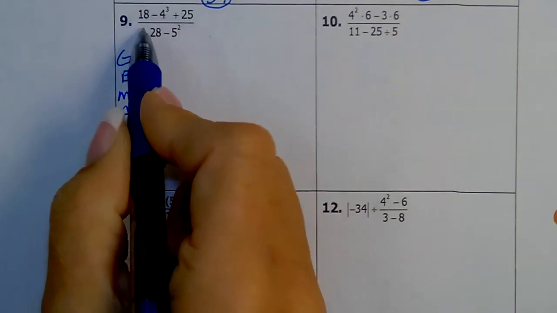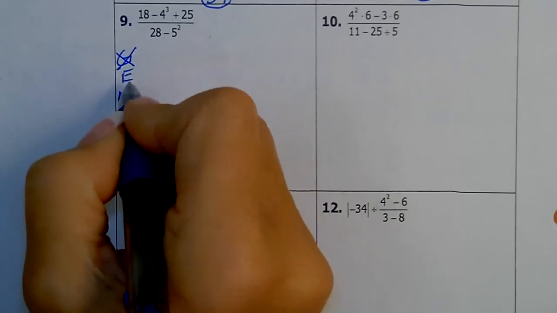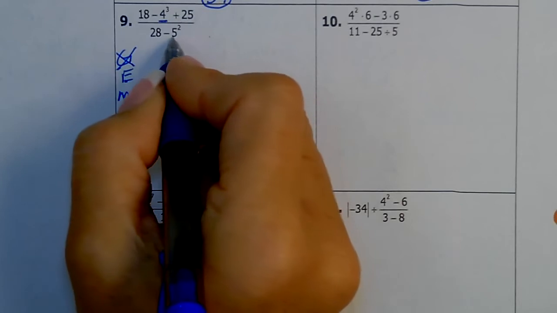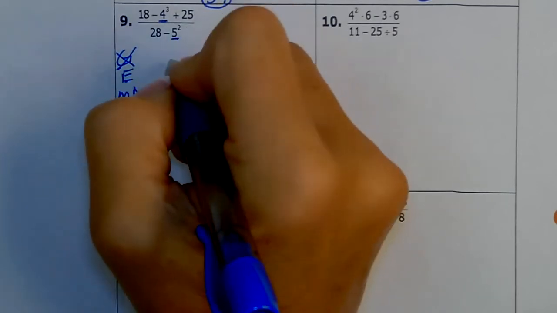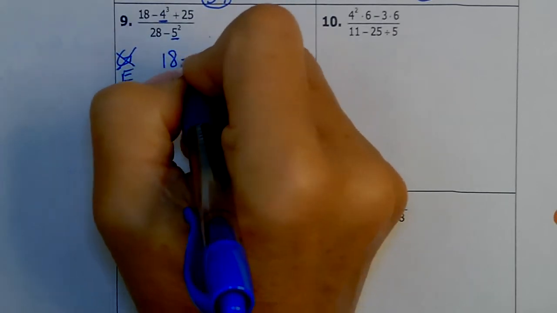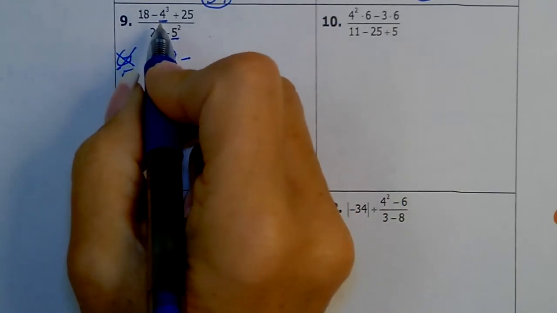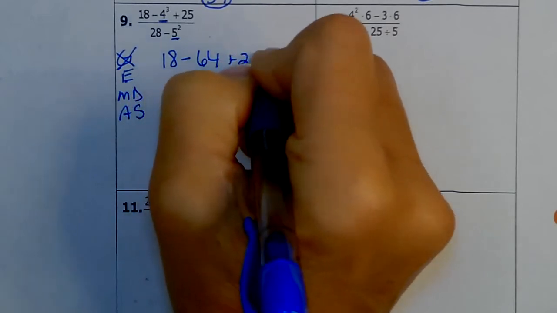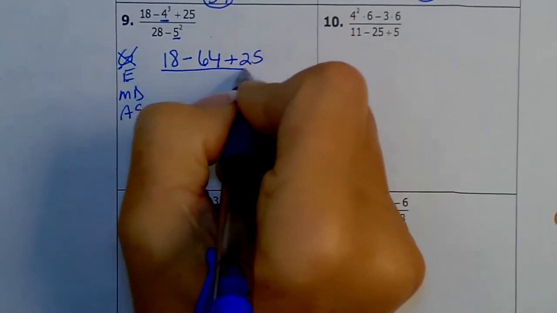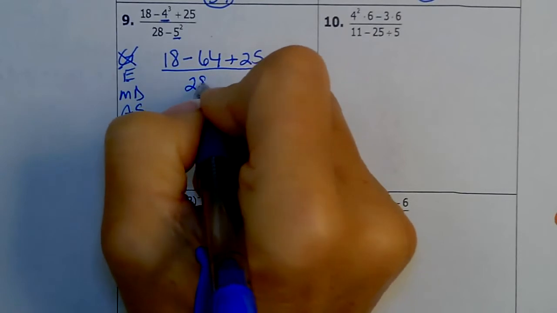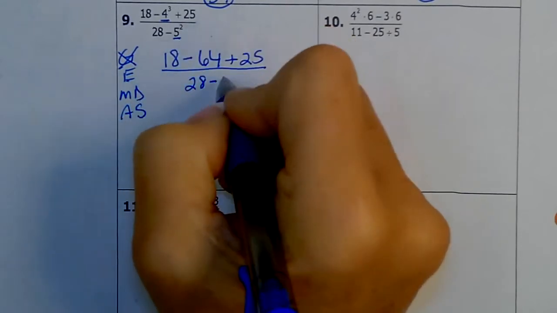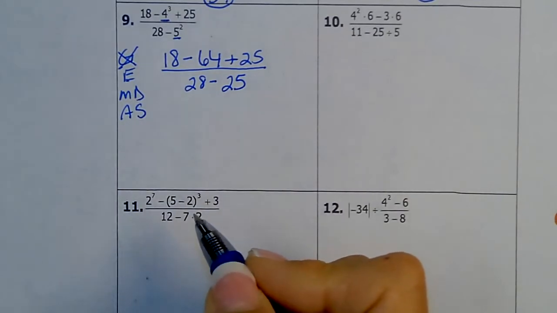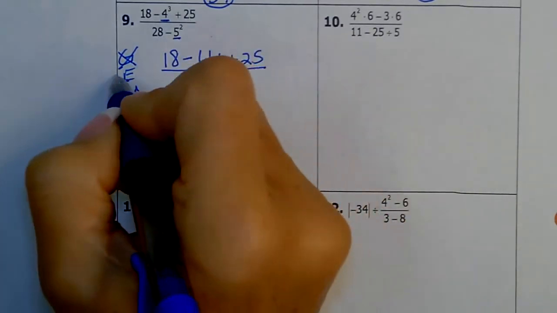All right, I do not have any groupings. I do have exponents, so I'm going to take care of this and this. So let's rewrite. 4 to the 3rd power is 64. 5 to the 2nd power is 25. All right, so I've taken care of my exponents.